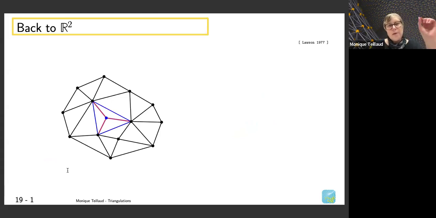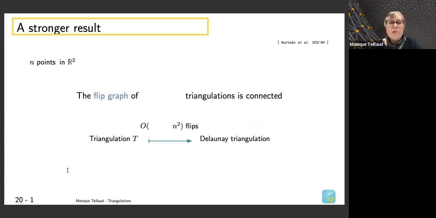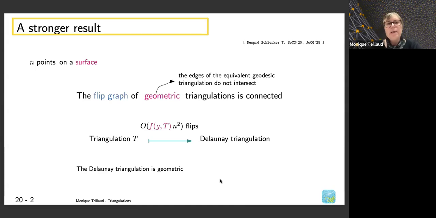So I recall, you insert the point, you split a triangle, and then you propagate the flips if the edges are not Delaunay edges. What is known for quite a long time is that the flip graph of triangulations in the Euclidean plane is connected. And if you have n points, you take any triangulation, you apply a quadratic number of flips in terms of the number of points, and you get the Delaunay triangulation. So this is known. And what we could prove in the hyperbolic case is that the flip graph of geometric triangulations is also connected. And we still have this quadratic number of flips in terms of n, but we have a factor, a function of the genus and the input triangulation, the quality of the triangulation.